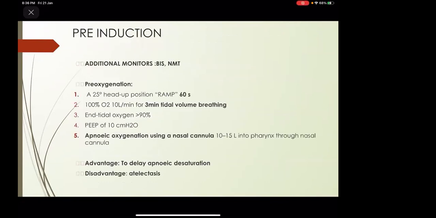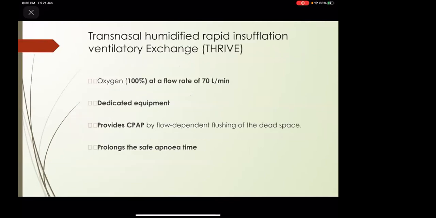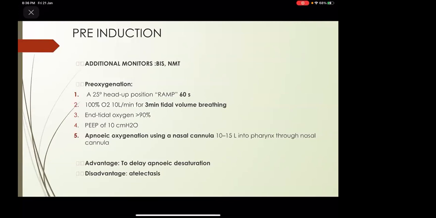Pre-induction, I'll attach the additional monitors of BIS and NMT. I'll pre-oxygenate in 25 degree head-up ramp position, 100% oxygen for 3 minutes, tidal volume breathing, or if for 1 minute, then vital capacity 8 breaths. And a target of end tidal oxygen of more than 90. Throughout, I'll use a PEEP of 10 centimeter. Now, the recent new concept is apneic oxygenation using a nasal cannula according to DAS guidelines and other studies. So it further increases the apneic desaturation time to 4 minutes.